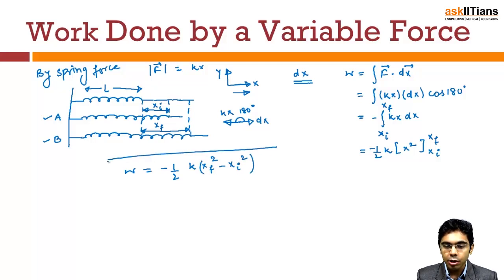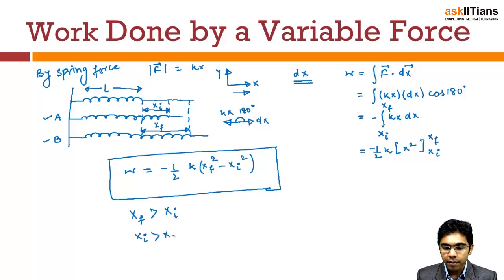Depending upon the situation, whether xf is greater than xi, xi is greater than xf, or xi is equal to xf. When xf is greater than xi, the work done will be negative. When x initial is greater than x final, the work done by the spring force will be positive. When they are equal, the work done comes out to be none other than 0.